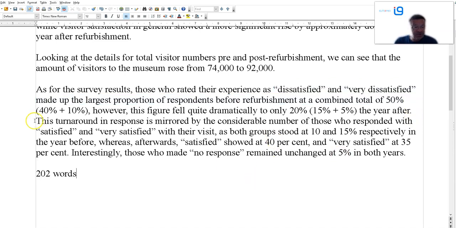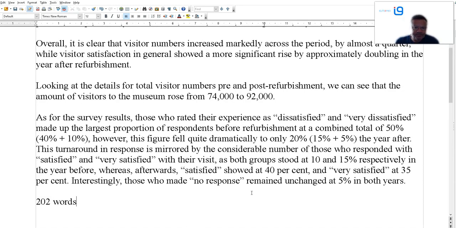And then this turnaround in response is mirrored by a considerable number of those who responded with satisfied and very satisfied: 10, 50%, 40%, 35%. And then just mention that last one. Interestingly, no response remained unchanged. So it's like I've said before in previous videos: what are the key trends, what's the biggest, what's the smallest, what can you group, what's grouping like information, etc. So that's 202 words.